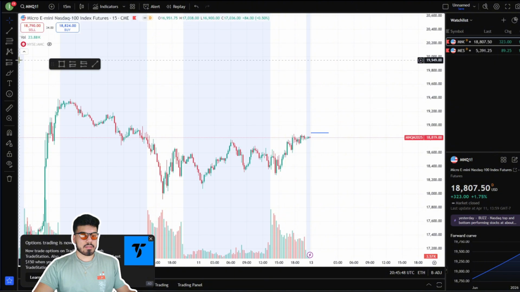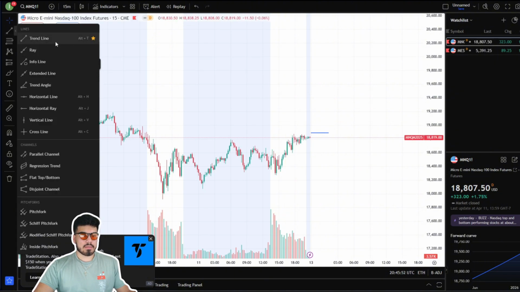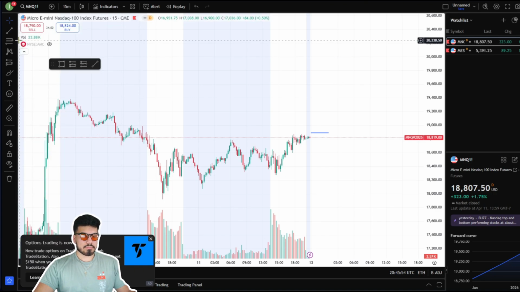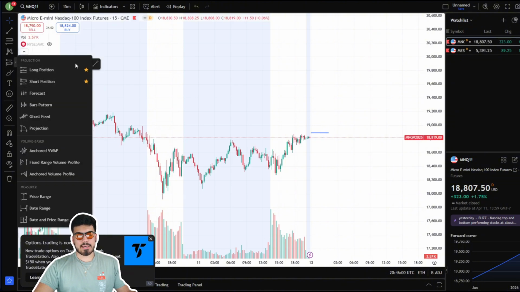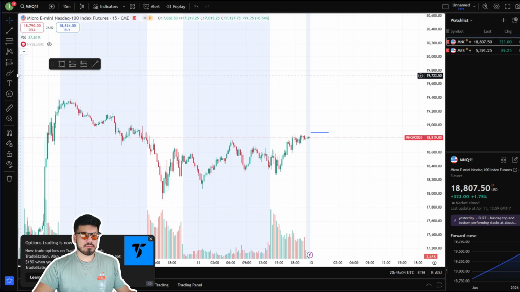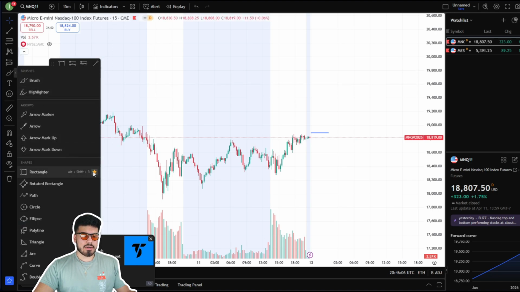Very, very simple. What you're gonna do is you're gonna click the trend lines right here. You start the trend line. Then you click this one right here. You click the long position. You start the long position. You start the short position. Very simple. Then you're gonna click right here. You're gonna click the rectangle and boom, you start it. I clicked brush, went to rectangle.